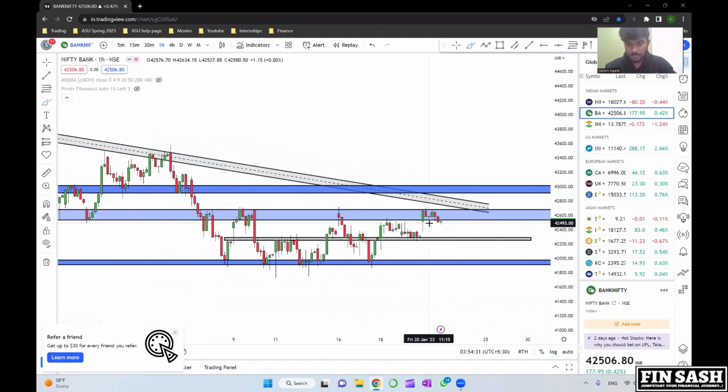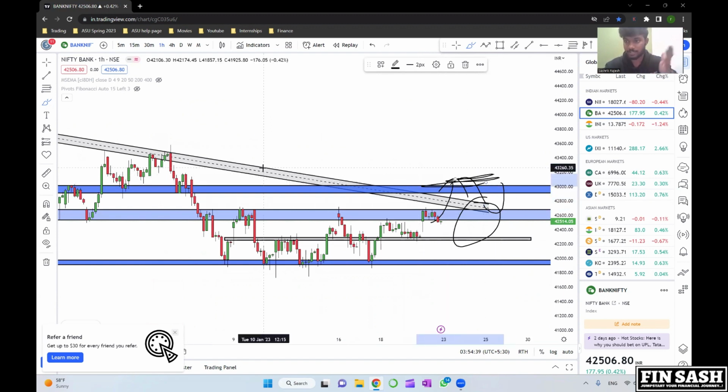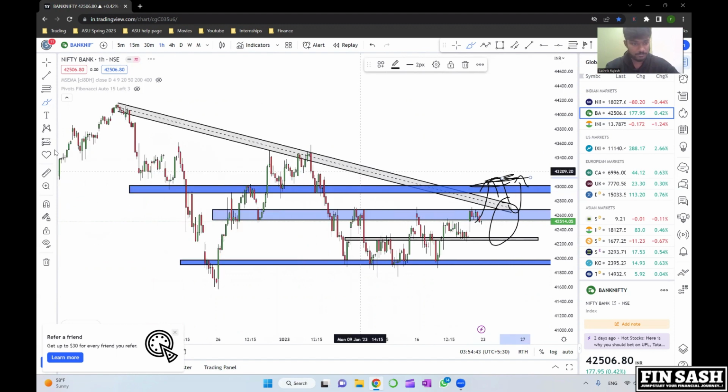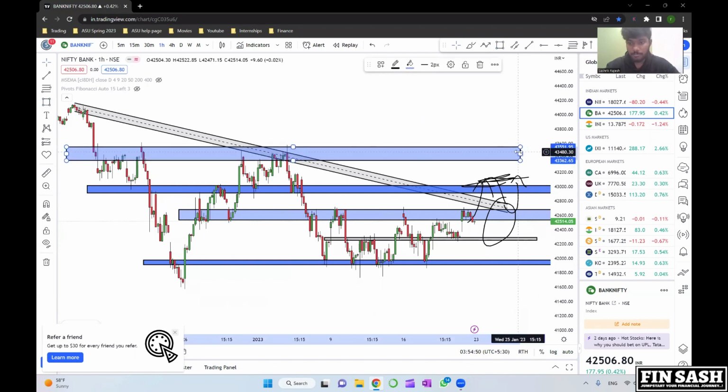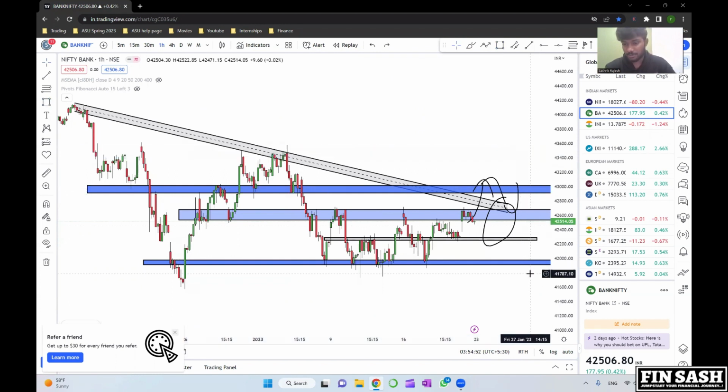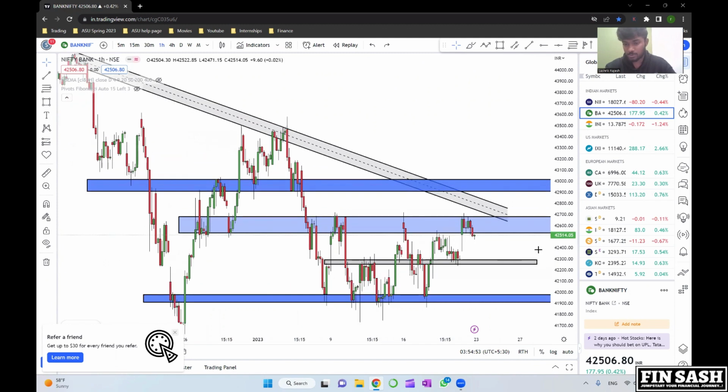So if the market moves up, again, I'll wait for a retest in this level. And once the market breaks this high, like the previous high, I'll take a trade, and maybe this could be my first target. But again, I wouldn't take a bullish trade. I would just watch the market.